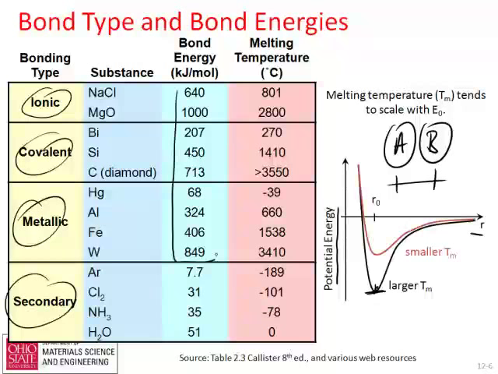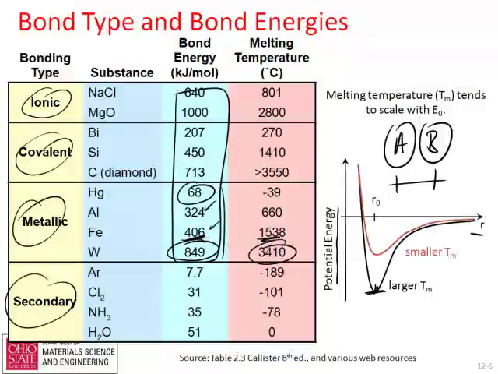Most of these are quite high. If you look at the lowest one of the group, that would be mercury. Mercury, we know, is liquid at room temperature and doesn't have a very large bond energy. If we look at some of the biggest on here, tungsten has a very high bond energy. We know tungsten is what we make light bulbs out of, and it has a very, very high melting temperature. And we can look at things like aluminum and iron in the middle, and they scale: as your bond energy goes up, your melting temperature also goes up.